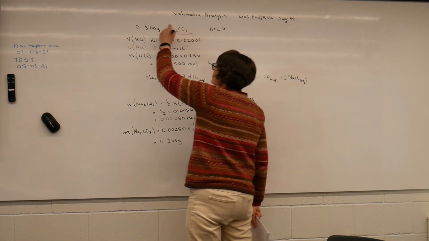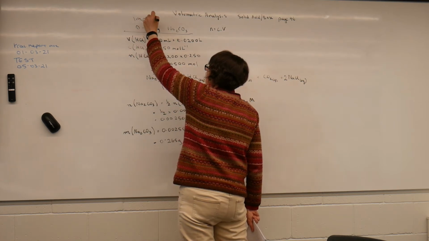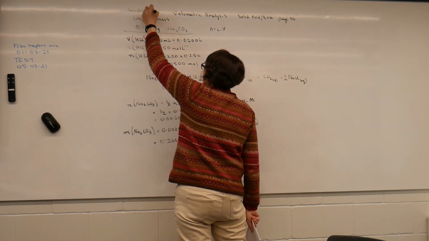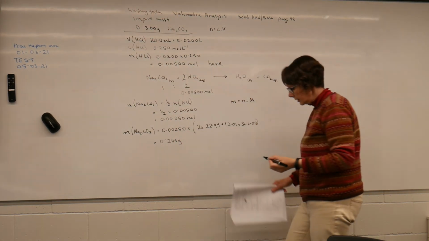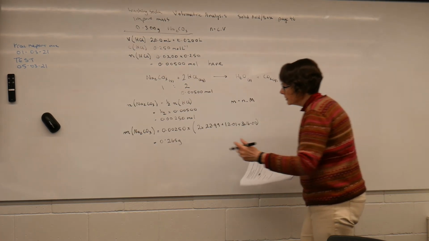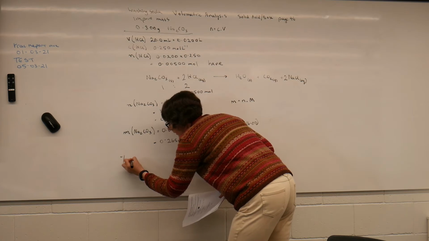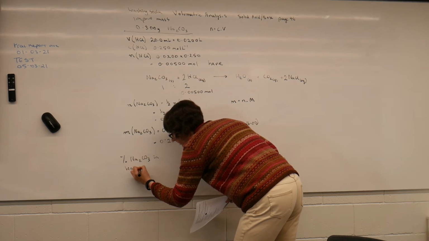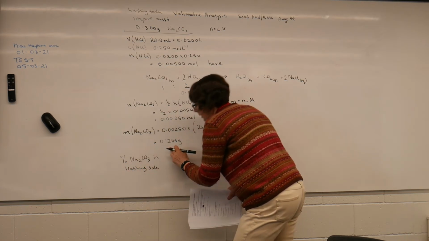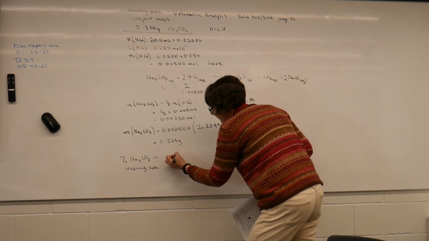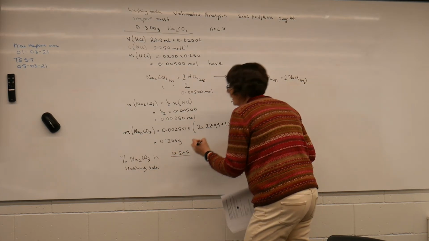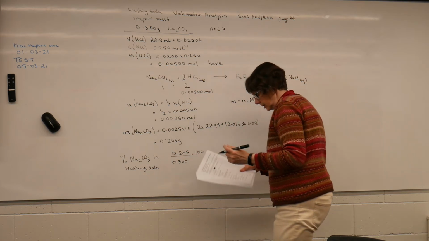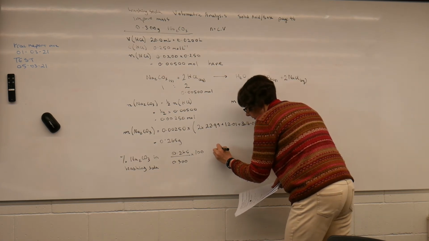So this was my impure mass. This was the washing soda. That obviously had other stuff in there. And so for my percent sodium carbonate in washing soda, it's going to be this, which is the pure value, divided by the impure mass, and then multiplied by 100 to make it into a percent. And we get 88.3%.